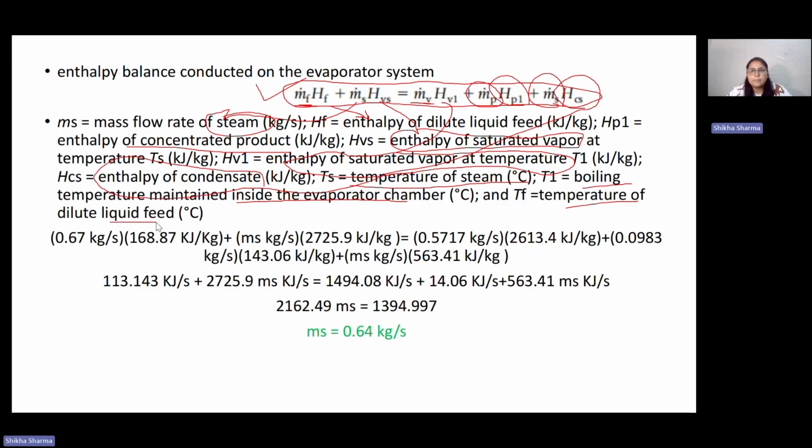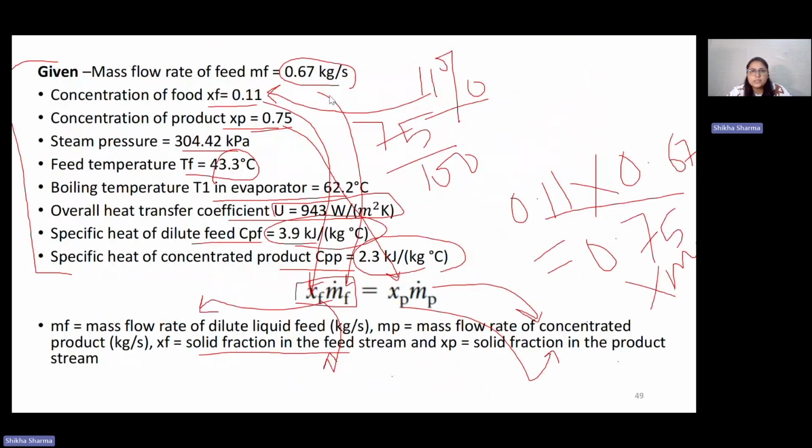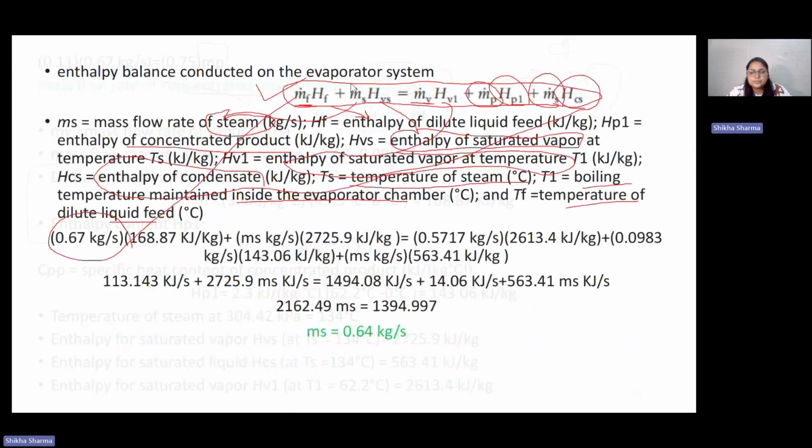Okay, so in this equation, we have MF, the mass flow rate of the feed, which is already given in the question as 0.67. But we don't know its enthalpy, so we need to calculate its enthalpy term, which is HF.